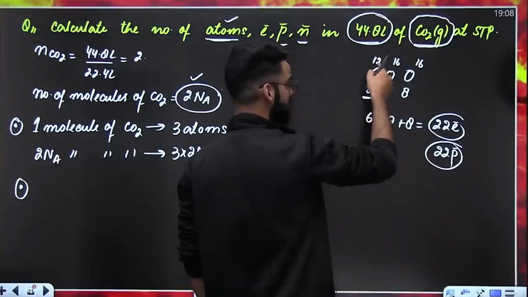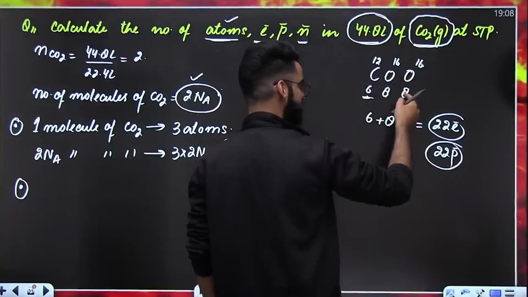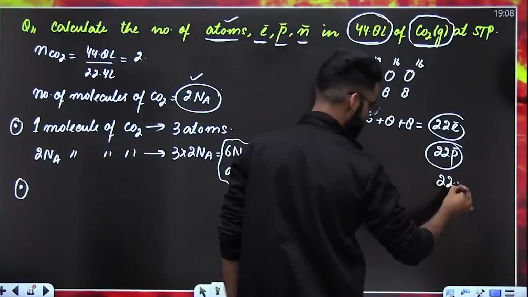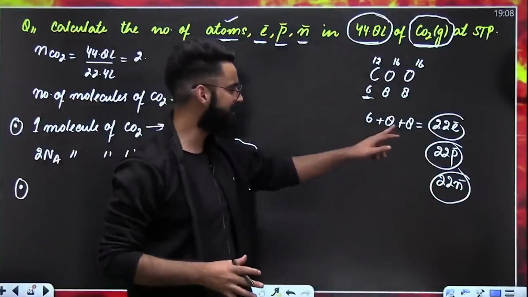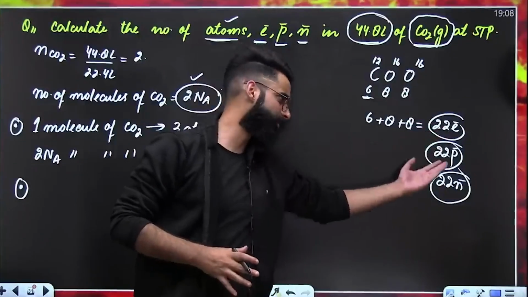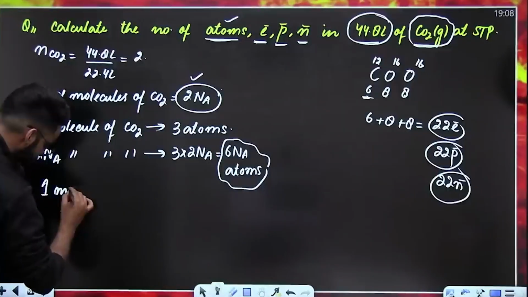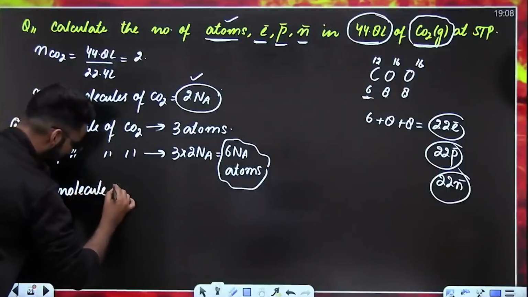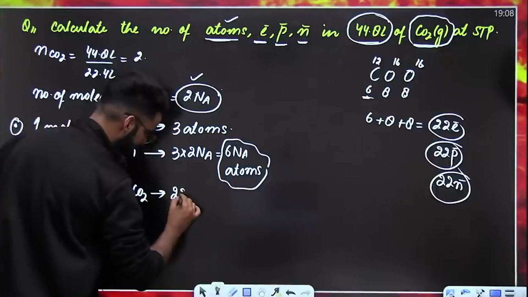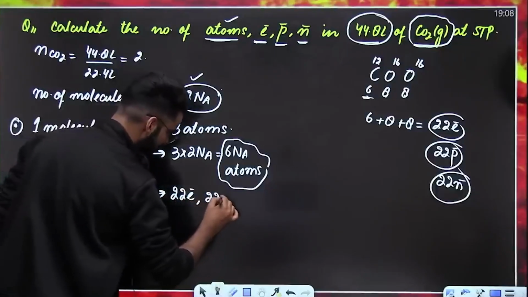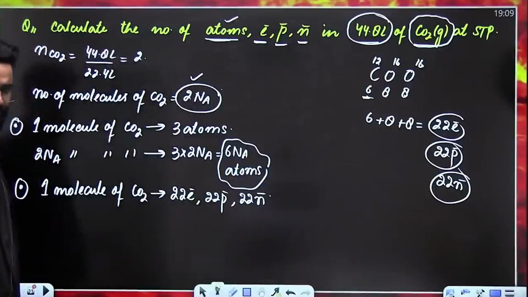And similarly, neutrons. 12 minus 6 is 6. Plus 16 minus 8 is 8. 16 minus 8 is 8. So again, 22 neutrons. So we just checked one thing, that in 1 molecule of carbon dioxide, there are 22 electrons, even 22 protons, even 22 neutrons. Can I write like this? Can I write 1 molecule of carbon dioxide, what does it contain? It contains 22 electrons, 22 protons, even 22 neutrons, right?